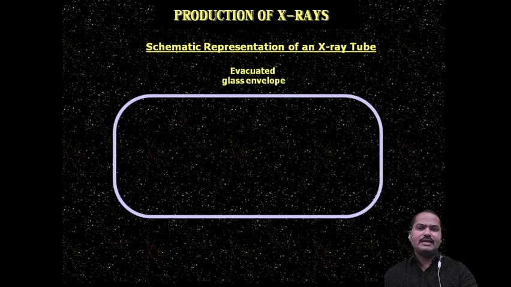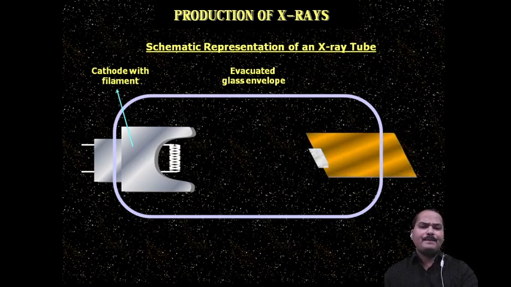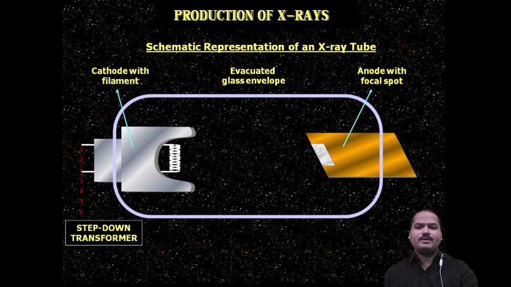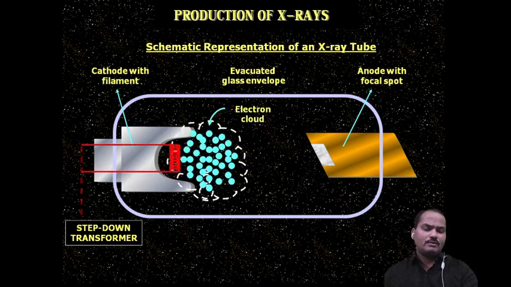So here we can see the representation of the X-ray tube. What happens in the X-ray tube? It comprises the cathode with a filament. This cathode has a molybdenum focusing cup. The anode is made up of copper and it has a target metal which has a focal spot. There is a step down transformer which will give the voltage to the cathode. The electron cloud will form as a result of heating of this filament.